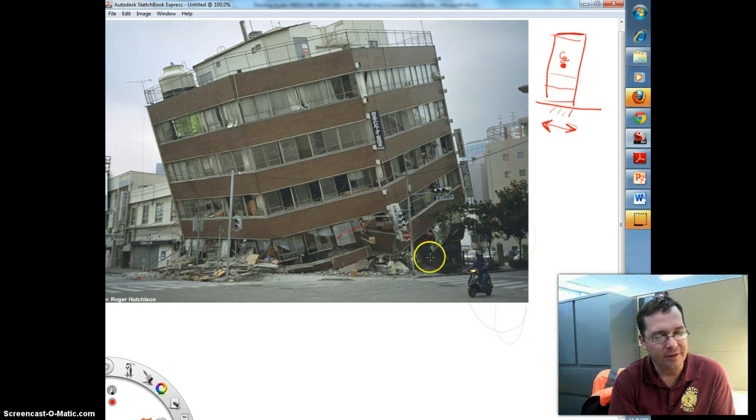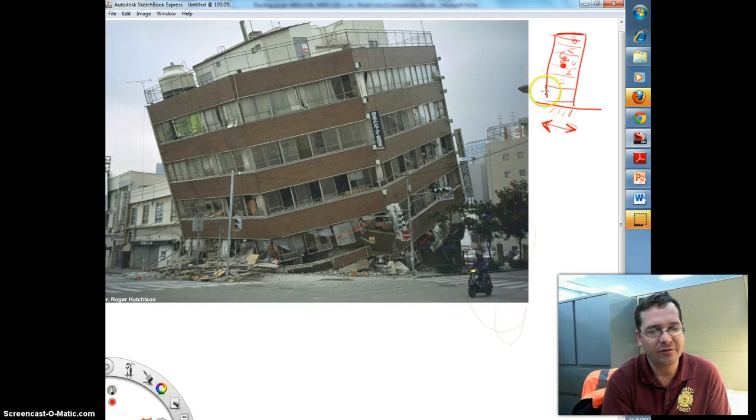So let's see how many floors we have here. It looks like 1, 2, 3, 4, 5, 6 stories. Let's break this building into 6 stories. First floor, second floor, third floor, fourth floor, fifth floor, sixth floor. As the ground is shaking back and forth, I want you to think about how much inertia is above this top floor plane. Well, 5/6 of the building's mass is above this plane.